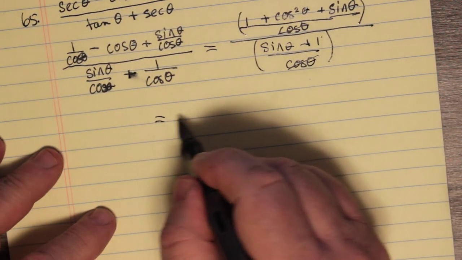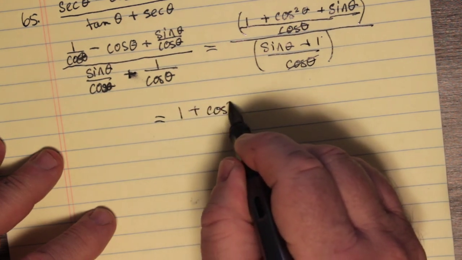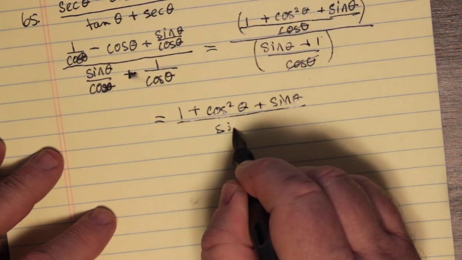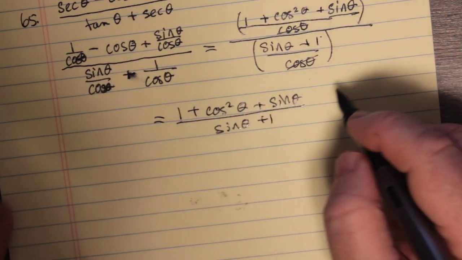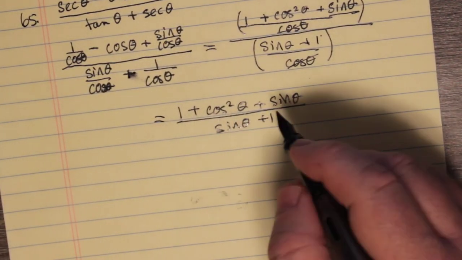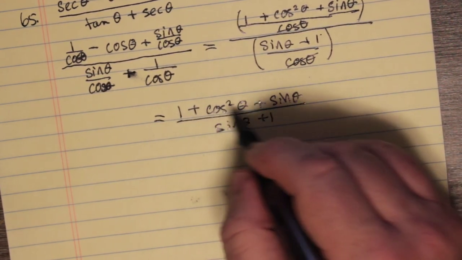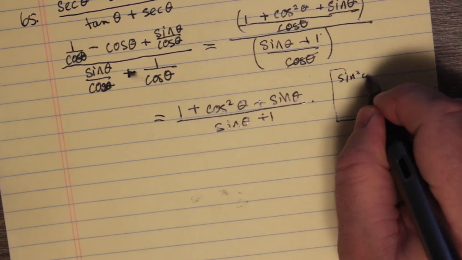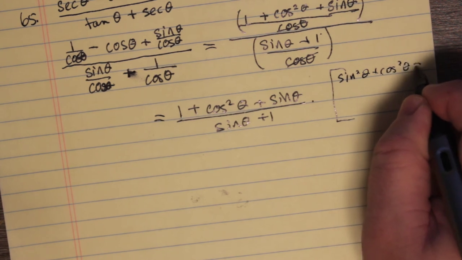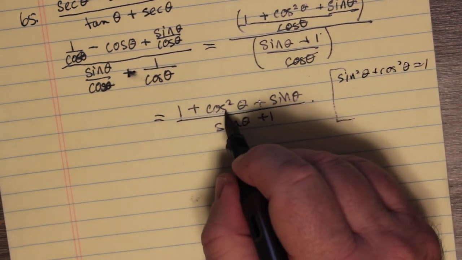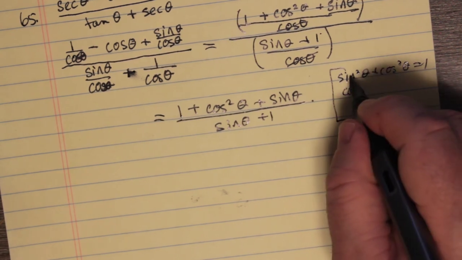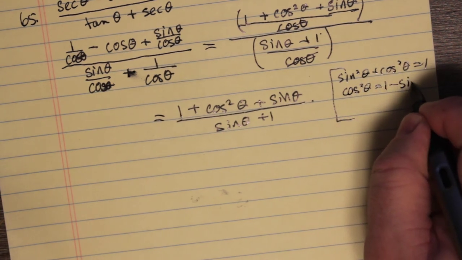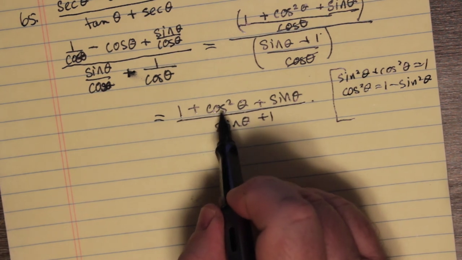So I got 1 plus cos squared theta plus sine theta all over sine theta plus 1. Turn everything into sine theta. Actually, it's not the 1 this time, but the cos squared is the only strange one here. Why not turn that into sine theta? You know how sine squared theta plus cos squared theta is 1? Well, if we rearrange the terms, cos squared theta, what's that equal to? I can move sine squared over to here, and I have cos squared theta equal to 1 minus sine squared theta. Okay, so I can turn this into 1 minus sine squared theta.